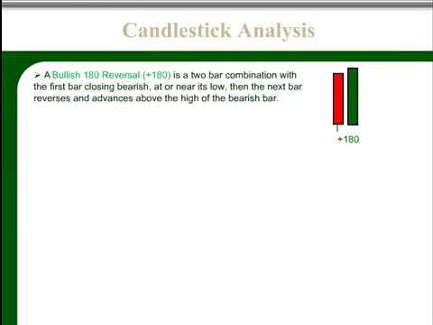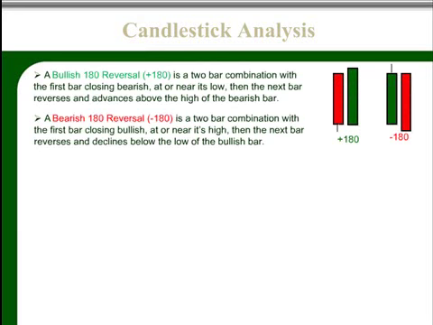A bullish 180 reversal is a two-bar combination with the first bar closing bearish at or near its low, then the next bar reverses and advances above the high of the bearish bar. A bearish 180 reversal is a two-bar combination with the first bar closing bullish at or near its high, then the next bar reverses and declines below the low of the bullish bar.